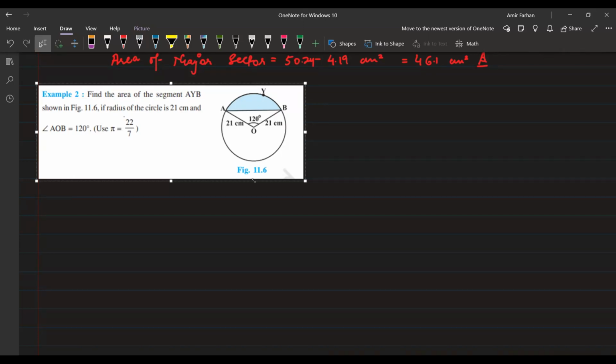Any answer, Gianna? Sir, I found the area of minor sector, 462 centimeters square. You have to find the value of the segment, Gianna. Segment. Yeah, so to find the segment, the segment AYB. Please tell me, what answer did you get?